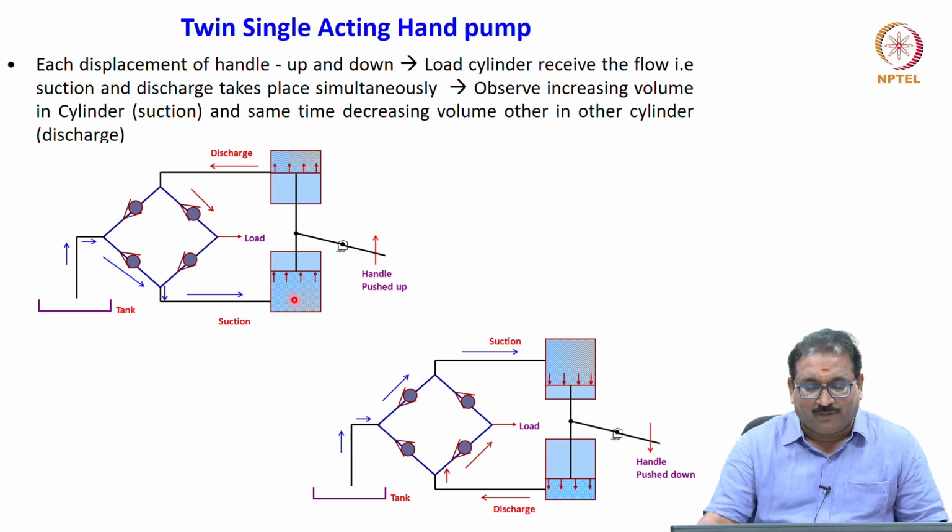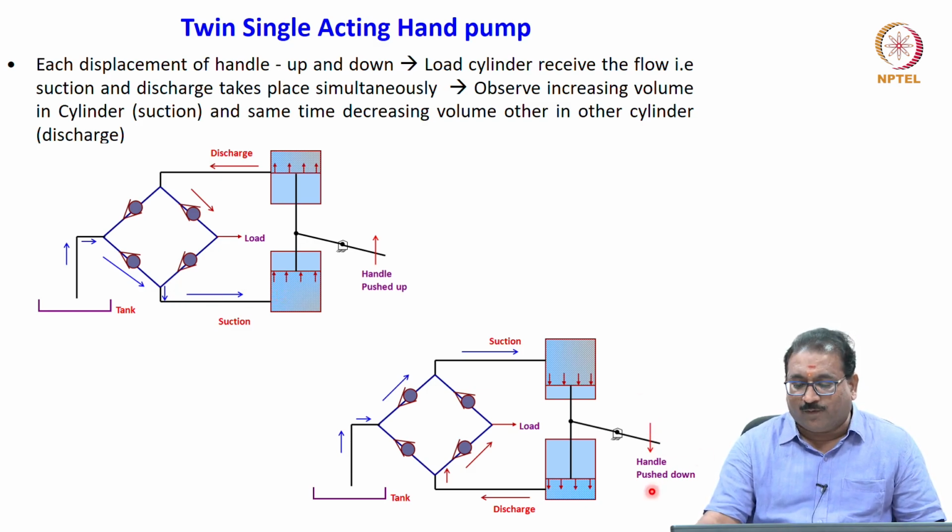Then what happens here when you move up? Volume increases, and it will suck the fluid through this direction. Similarly, when you push the handle down, what happens here, friends? Volume decreases here, and whatever fluid is there will go to the load. Then here volume increases when you push down, and oil will be sucked through this NRV.